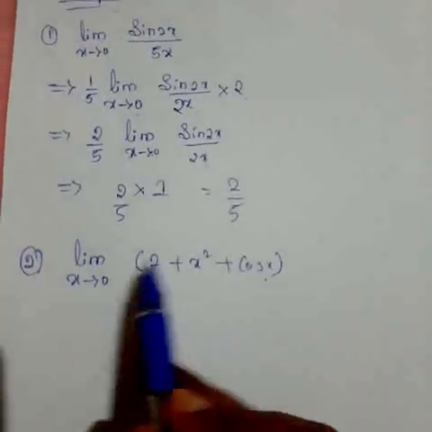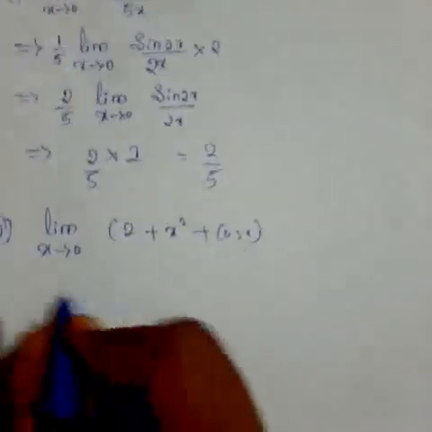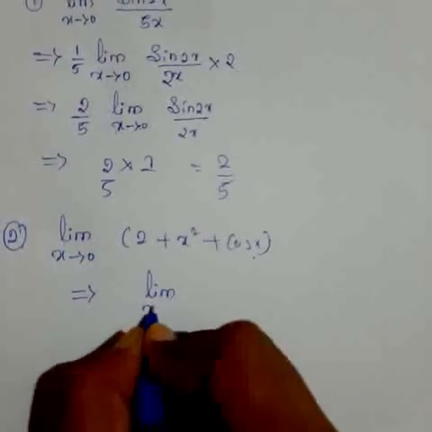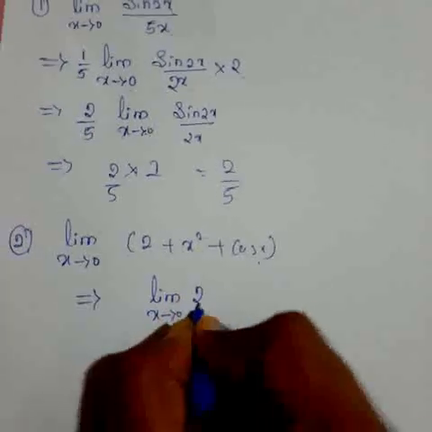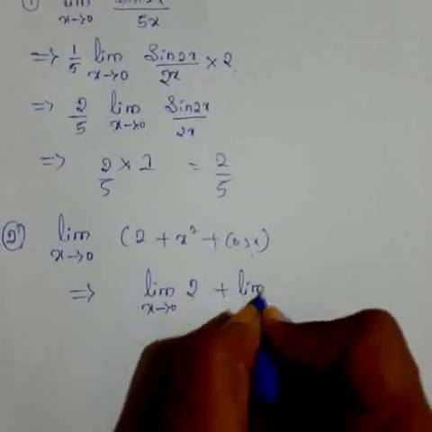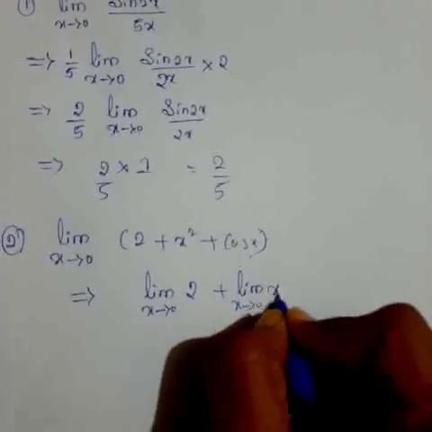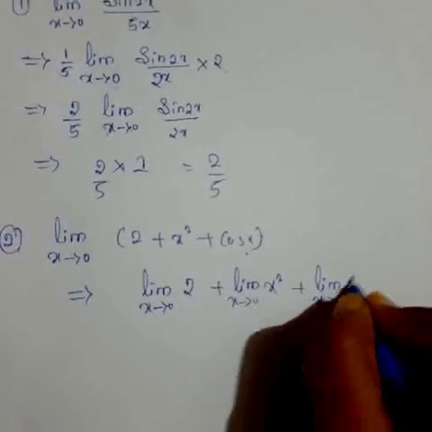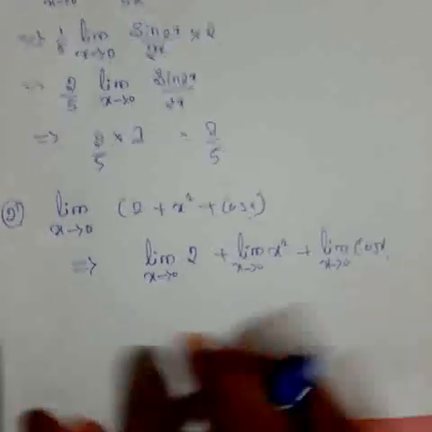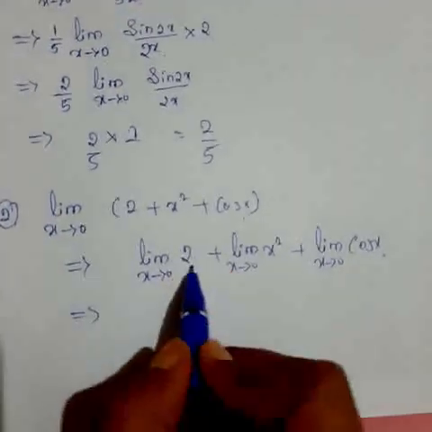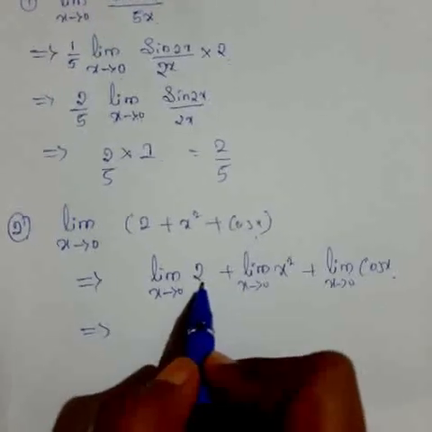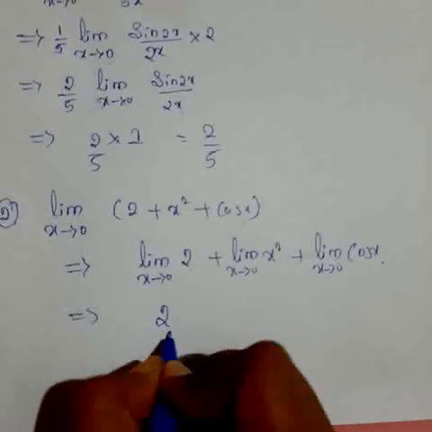How to add, using your algebraic limit? First we have to split this one. Limit x tending to 0 of 2, plus limit x tending to 0 of x square, plus limit x tending to 0 of cos x. Just direct substitution. Here it is a constant term, there is no function of x, there is no x, so it is as it is.